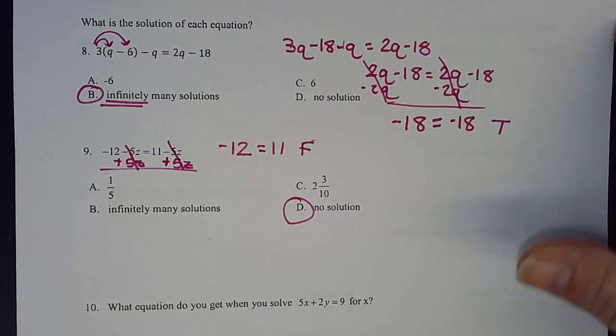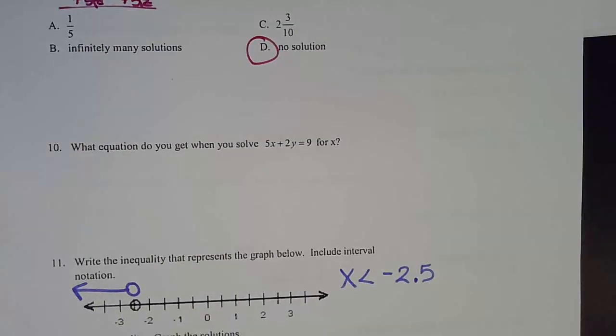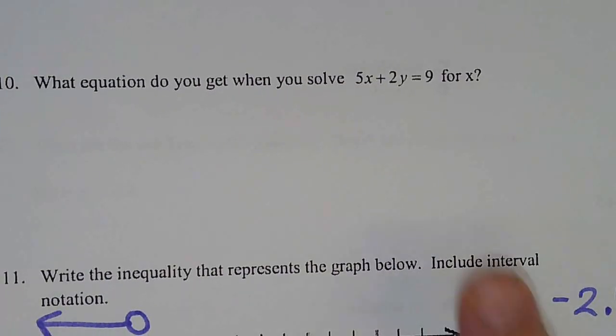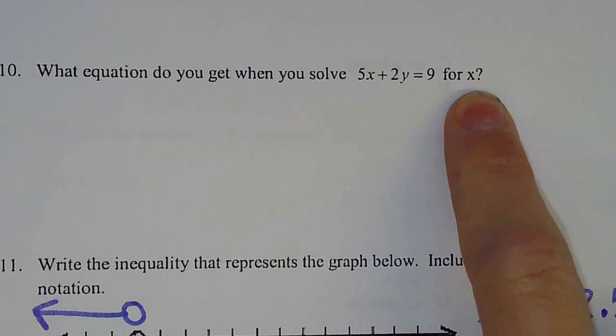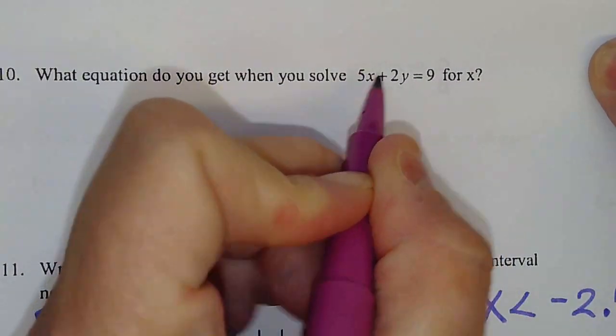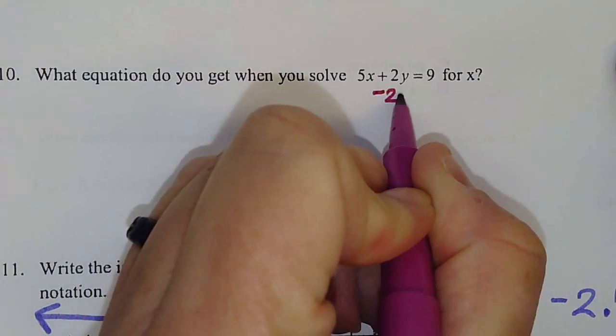All right, number 10, these literal equations. This one wants you to solve this equation for x. So get x by itself. So you need to isolate the x or isolate this variable. First thing you're going to do is subtract 2y.